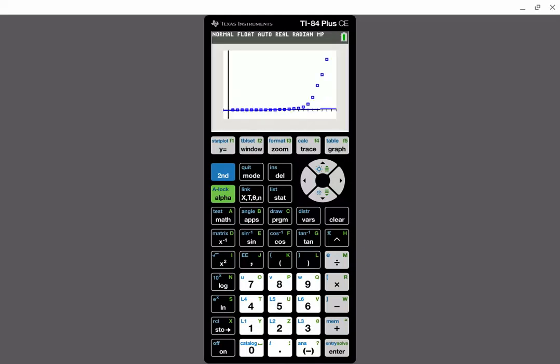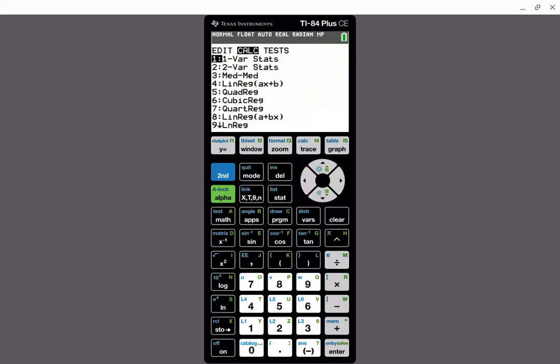Oh, that's why it looked terrible last time. All right, I didn't do Zoom 9 last time, so it looked terrible. All right, and then StatCalc 4 or 8, really is the same thing. Let's put this in Y1, so I don't have to type it, but I can still graph it.